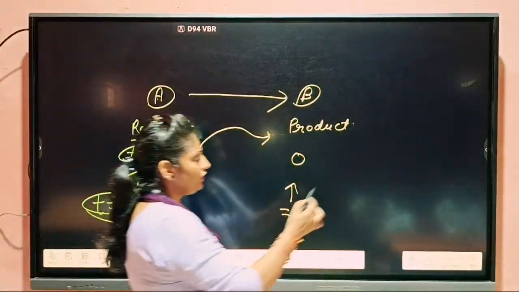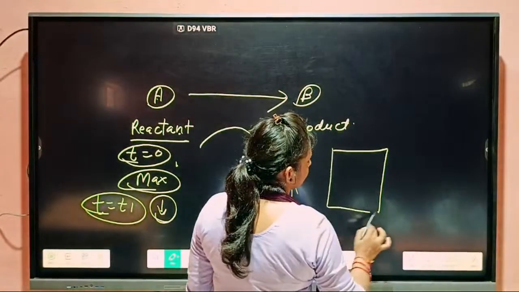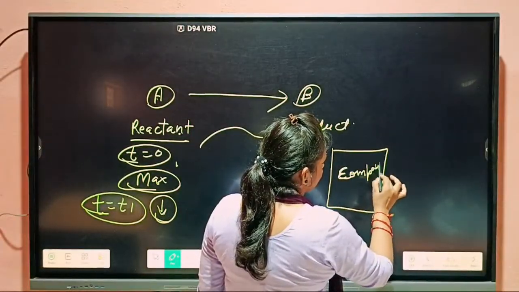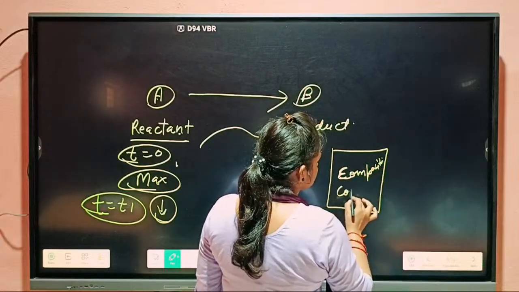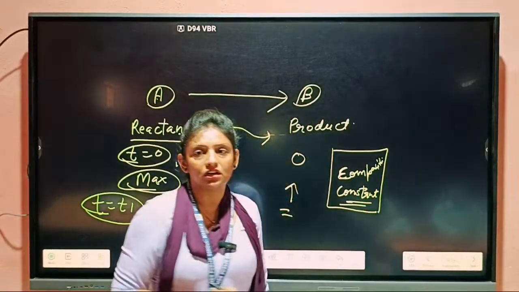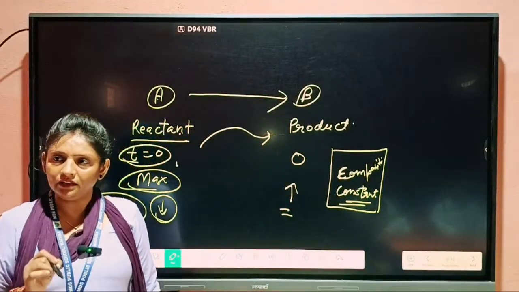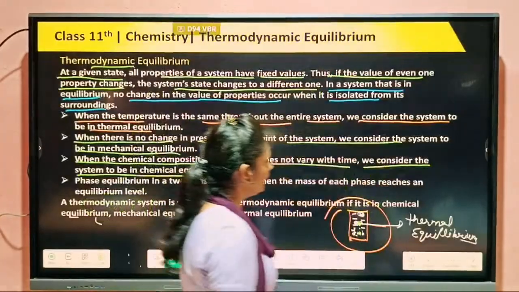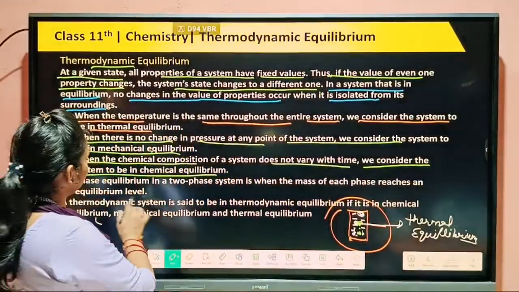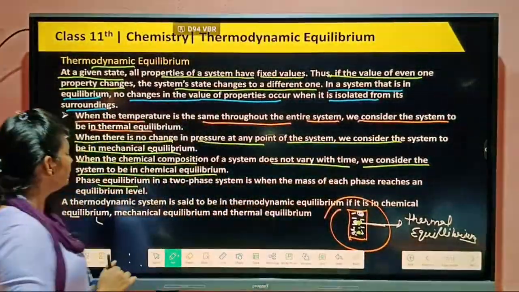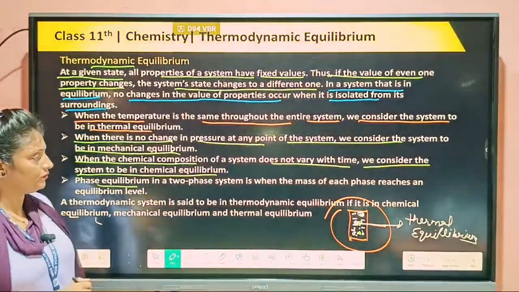But if the entire system composition remains constant and is not changing with time, then it is known as chemical equilibrium. Clear or not? Yes. So the next one is phase equilibrium.